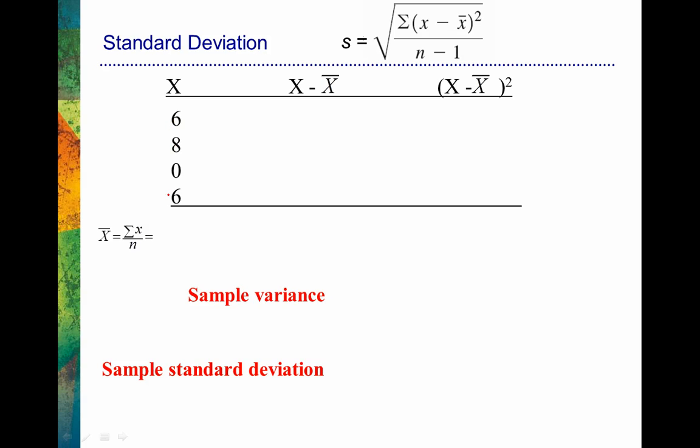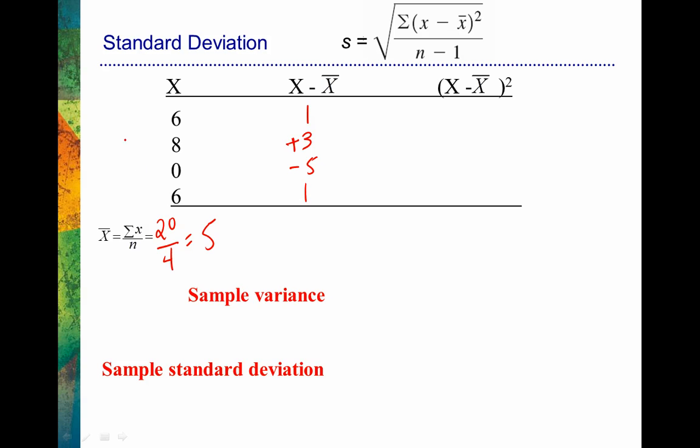6 and 8 is 14. 14 and 6 is 20. We want to divide by our n equals 4. That gives us a mean equal to 5. Let's go ahead and subtract 5 from every single value. 6 minus 5 equals 1. 8 minus 5 equals, I'm sorry, positive 3. 0 minus 5 equals negative 5. And 6 minus 5 equals 1.